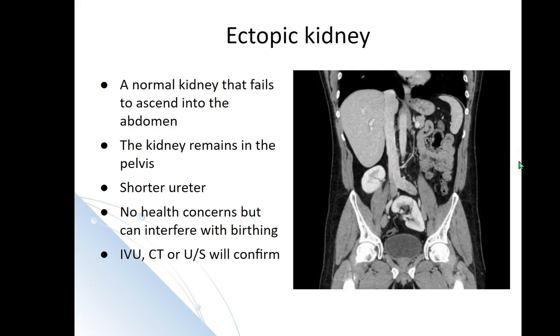Now, this type of kidney has a shorter than normal ureter, which you can imagine. Although this condition doesn't pose any health concerns for the patient, everything still functions normally, it certainly could interfere with the birthing process in female patients. We could do an IVU, a CT scan, or an ultrasound to demonstrate this condition.